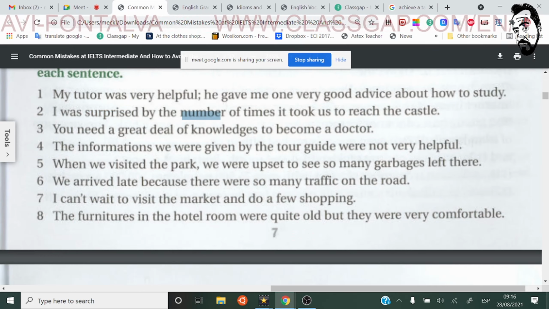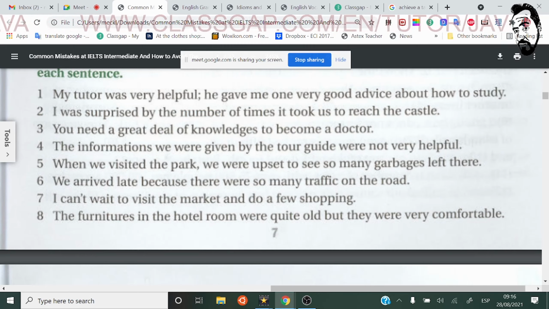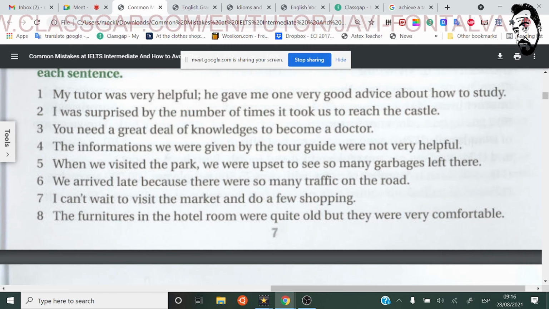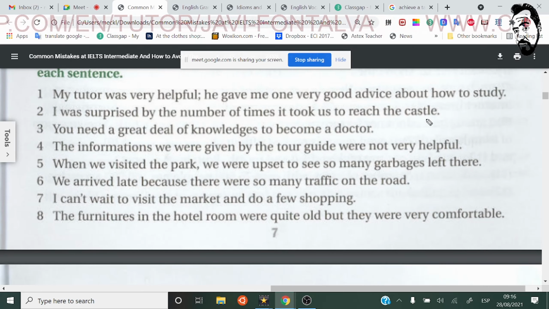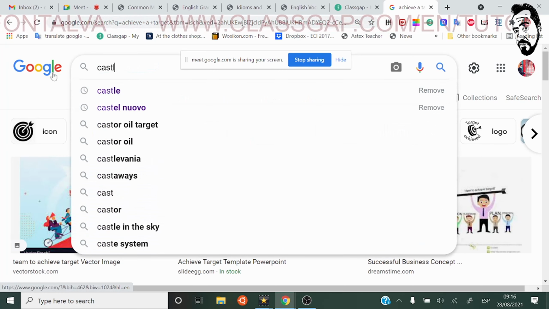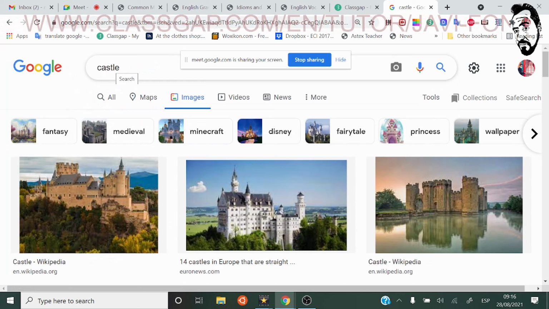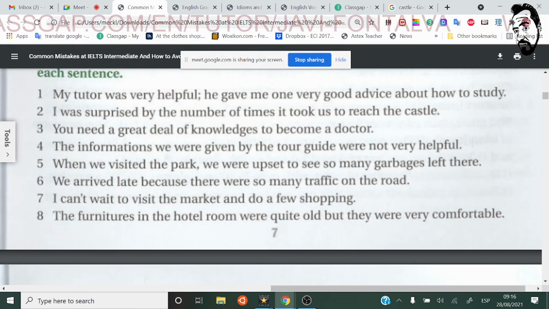I was surprised by the number of time I took to reach the castle. Castle. Remember the T is silent. Castle. Do you understand castle? Era castillo. Castle. So remember the letter T is silent. Okay, what's the problem here?